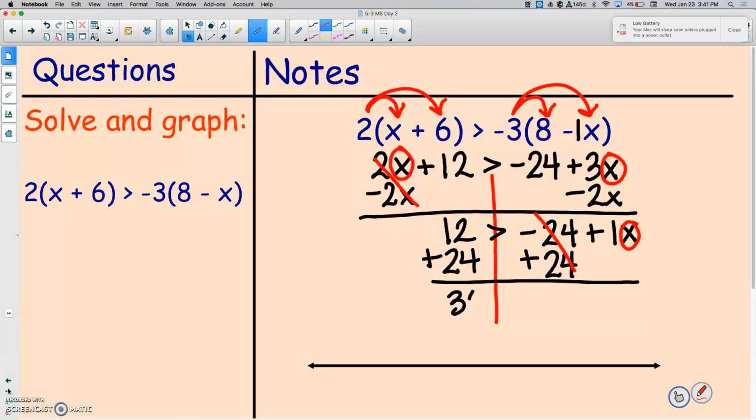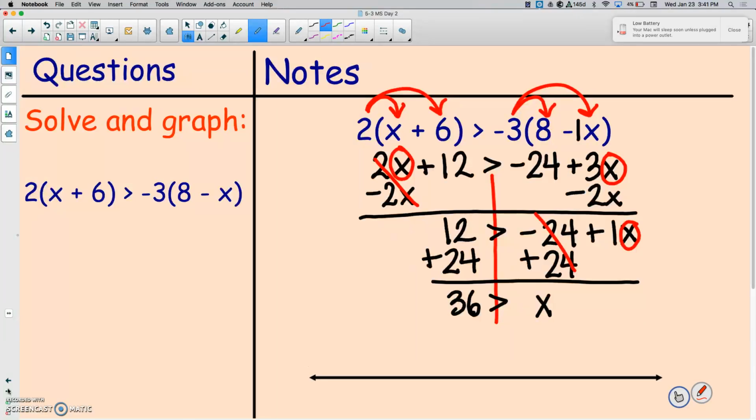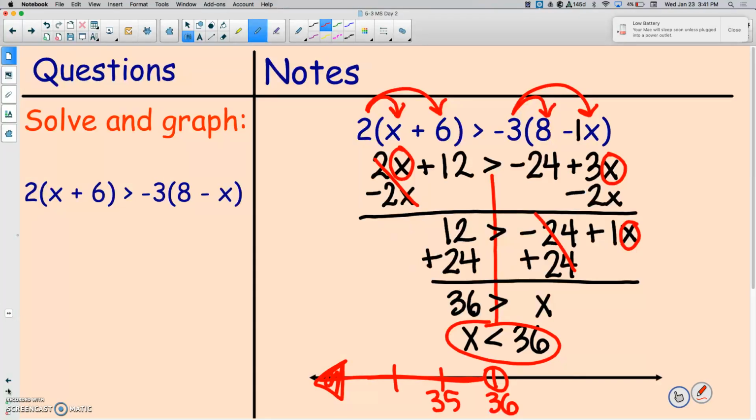So now 36 is greater than 1x. Remember, 1x is the same as just x, so I don't really have to write the 1 in front of it. Now I can reverse my inequality so that x is on the left-hand side and x is less than 36. So 36, open circle, to the left where the numbers are smaller. And 2 solutions would be 35 and 34.